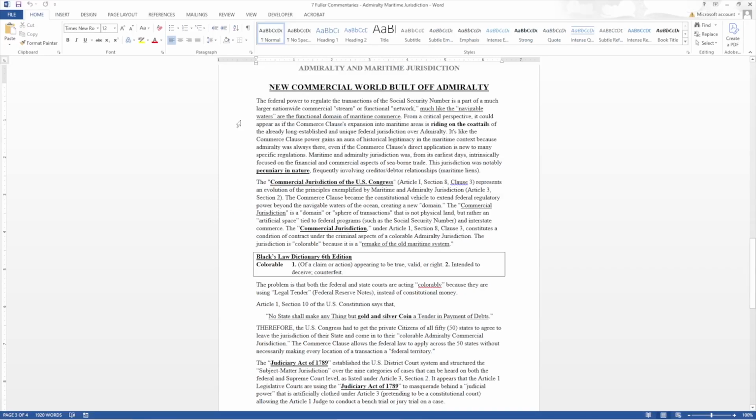The federal power to regulate the transactions of the Social Security number is a part of a much larger nationwide commercial stream or functional network. We're talking about the commercial jurisdiction of Congress because they're expanding it in such a way. It's much like the navigable waters that are the functional domain of maritime commerce. That's the law of the sea.